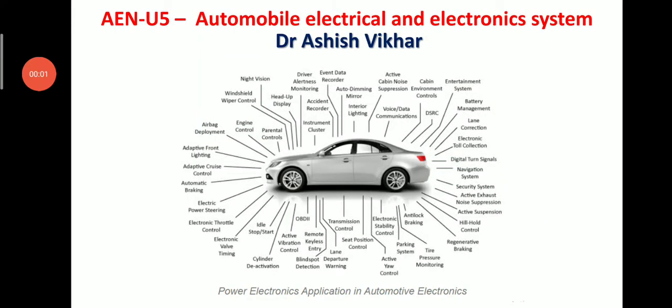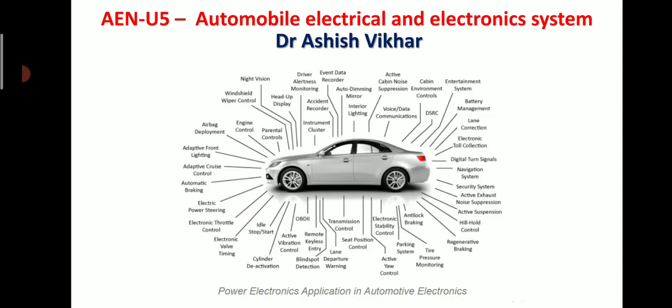Welcome students to unit 5 of automobile engineering. The name of this unit is automobile electrical and electronics system. A lot of electrical and electronics components are used nowadays in modern cars as well as any kind of four wheeler and two wheeler also.